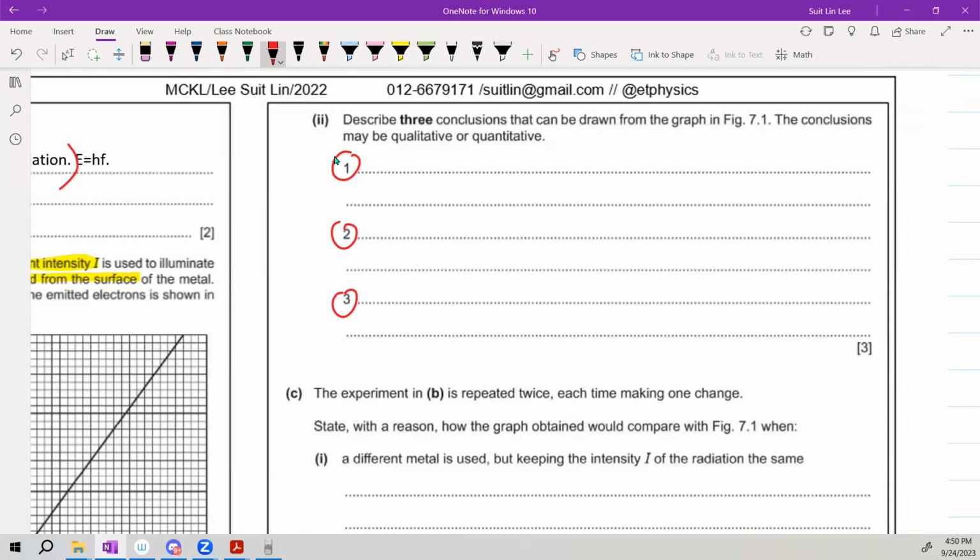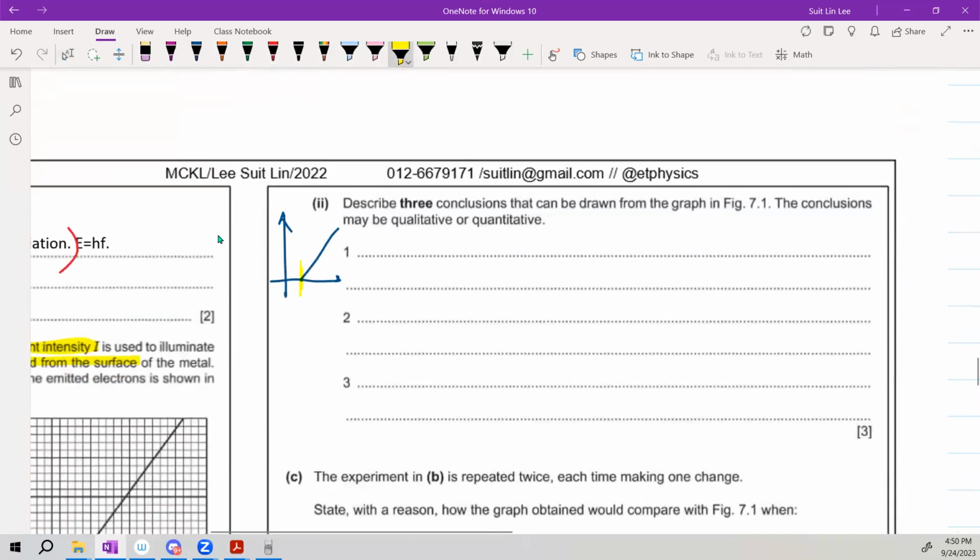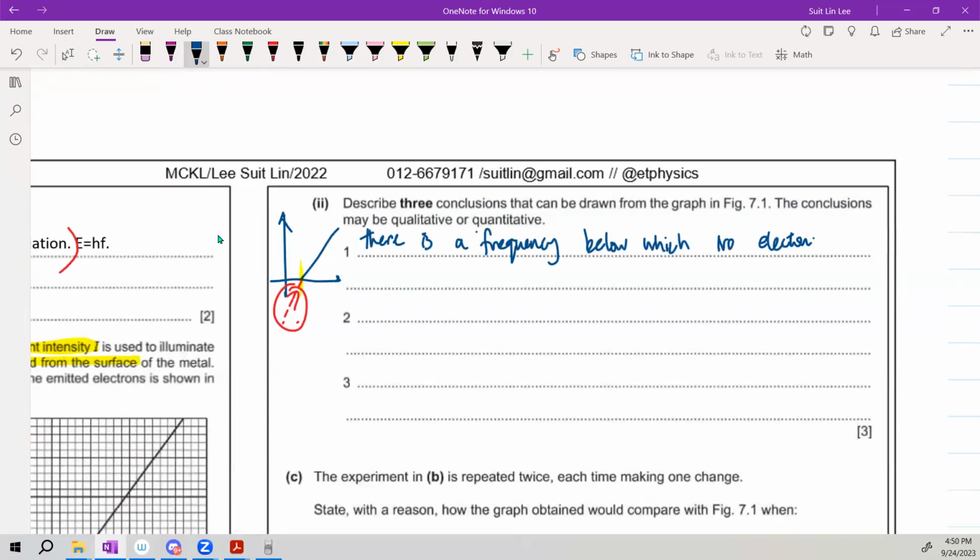Okay, so the first conclusion that I can draw, because the graph looks like this, right? So this means below this value of f, because this graph here is f, below this value of f, there is nothing, meaning there is no electron. So you could say there exists a frequency below which no electrons are emitted.